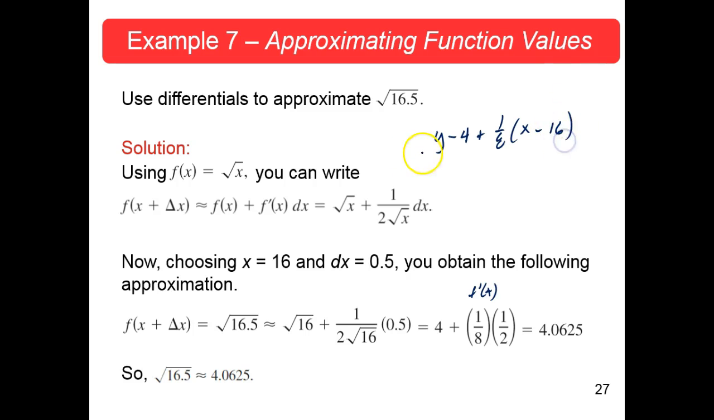Okay, so that would be y, that's an equal sign. y minus 4 is equal to 1/8 x minus 16. Add 4 to both sides. 1/8 of 16 is 2. Add 4 to both sides, and you get y is equal to 1/8 x plus 2.